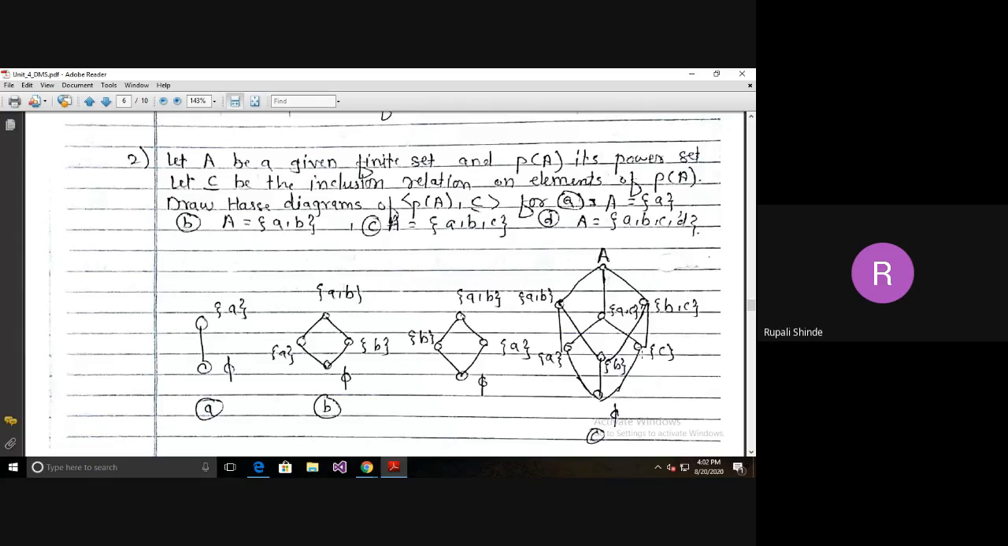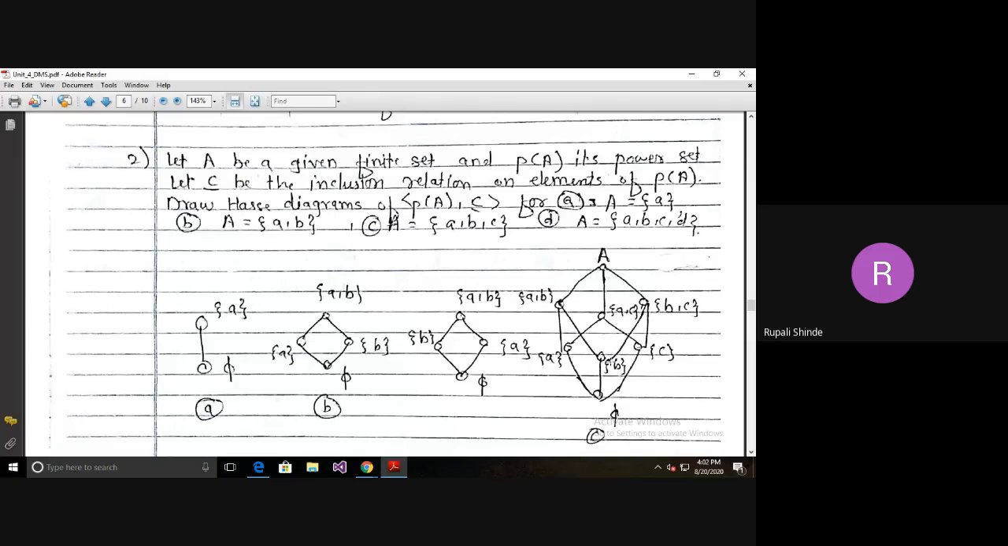Now the next element is set A, comma, B. We can say that set A and set B are subsets of this set A, comma, B. That's why there is a direct line between these sets. Why did we draw a direct line from set A and set B to set A, comma, B? Because set A and set B are its subsets.